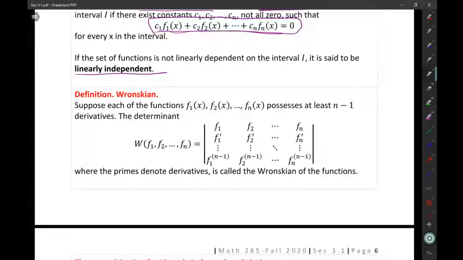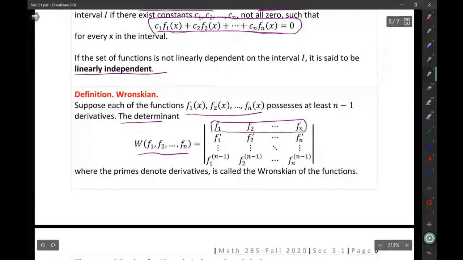What's the meaning of the Wronskian determinant? Functions f1 to fn possess at least n minus 1 derivatives. In the Wronskian determinant, the first line is the functions with derivative zero, I mean all the functions without the derivatives. The second line is the first derivative of the first line. The third line is the derivative of the second line, until you arrive at the n minus one derivative.